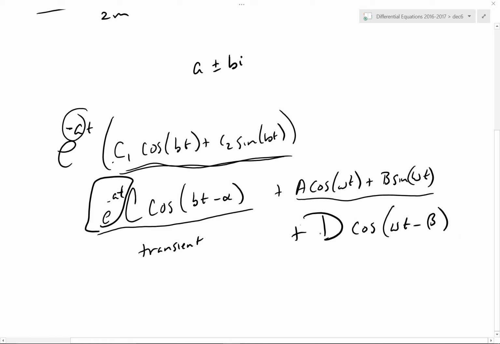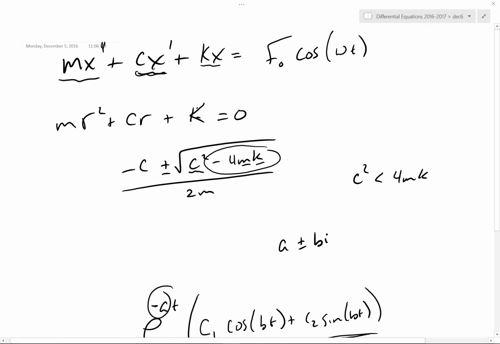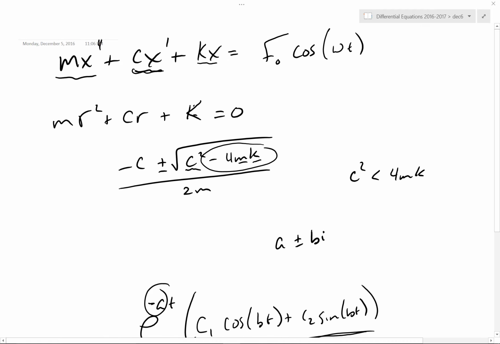Now notice that on this portion here, there is no e to the negative. So this is just going to do its thing forever and ever and ever. We call this the steady state solution. Pretty sure we've mentioned that before, just so we're clear on it though. Okay? So what we're going to be looking at today is, well, that's great.